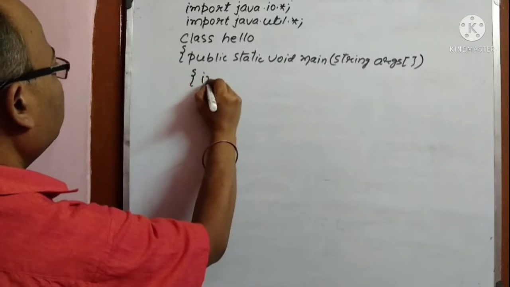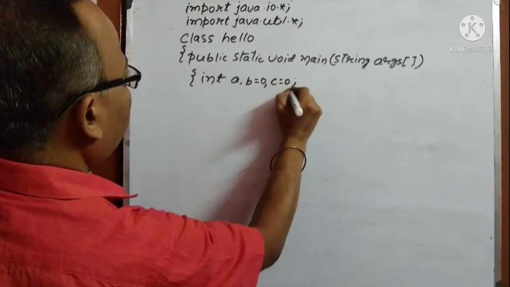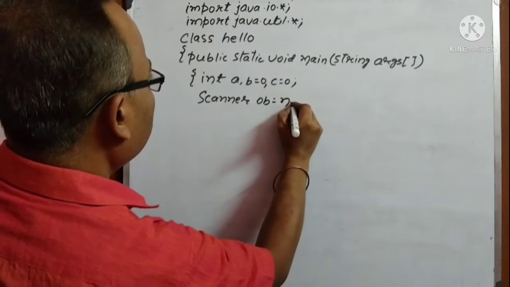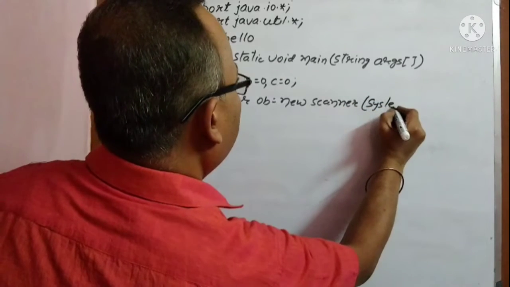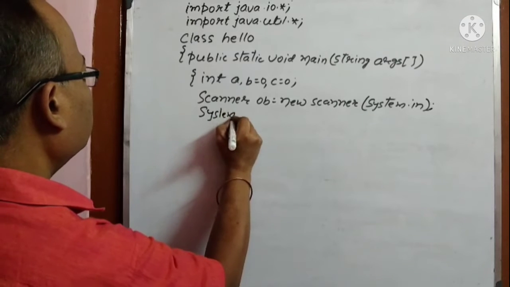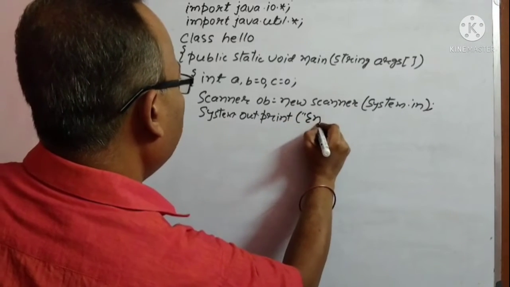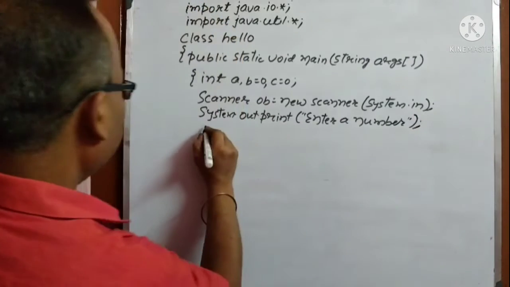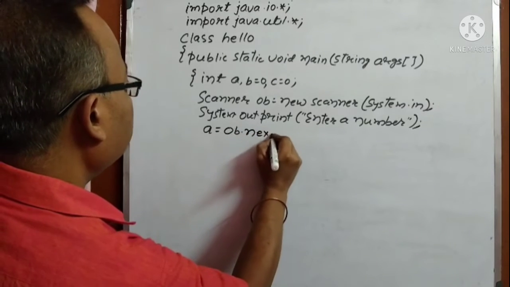then I will take three variables, b equals 0, c equals 0, Scanner ob equals new Scanner System.in, then ask the user System.out.print enter a number, and I will store the value in variable a. So ob.nextInt.